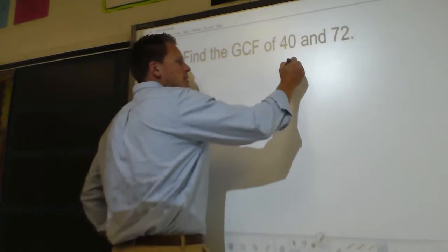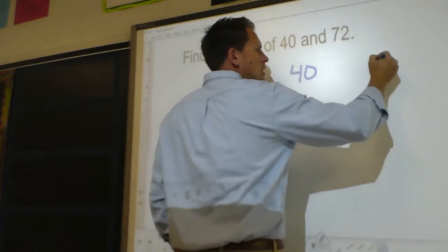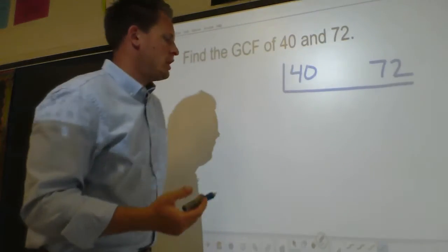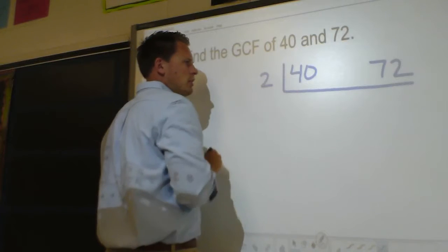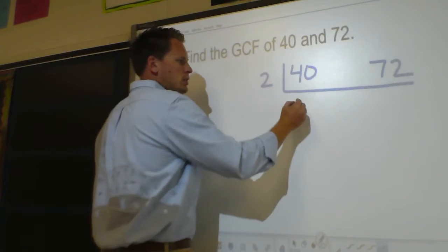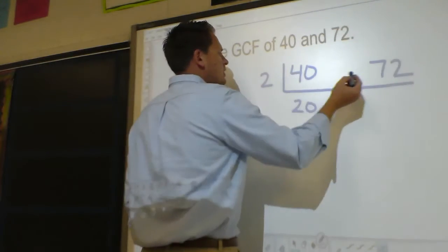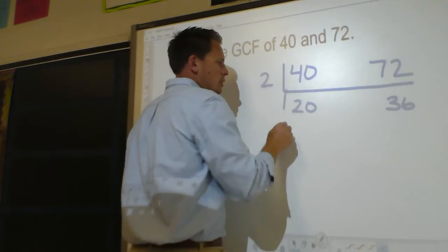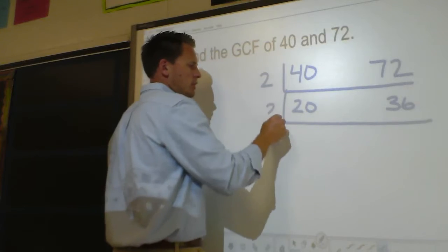So what I'm going to do is I'm going to set up my upside down division for both of them. Luckily, they're both even, so I know I can pull out a 2 for both. 40 divided by 2 is 20. 72 divided by 2 is 36. They're both even again. Pull out a 2.